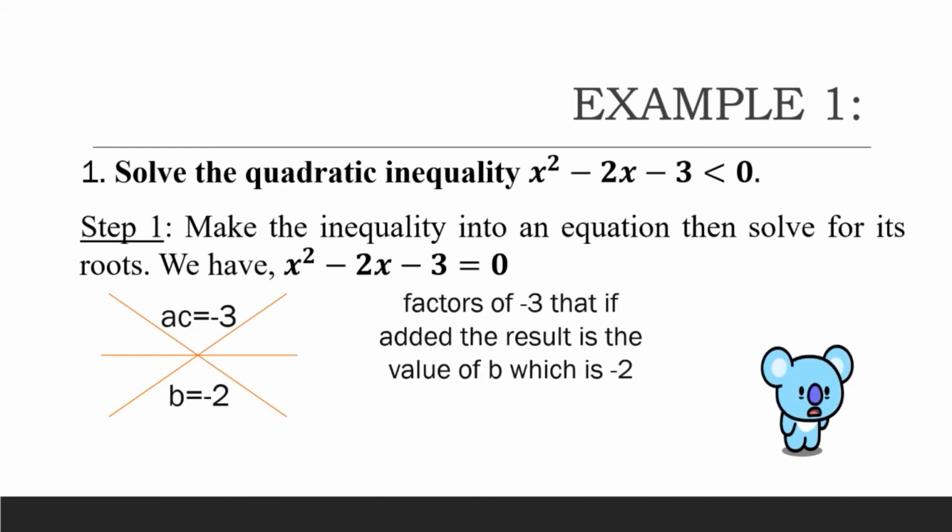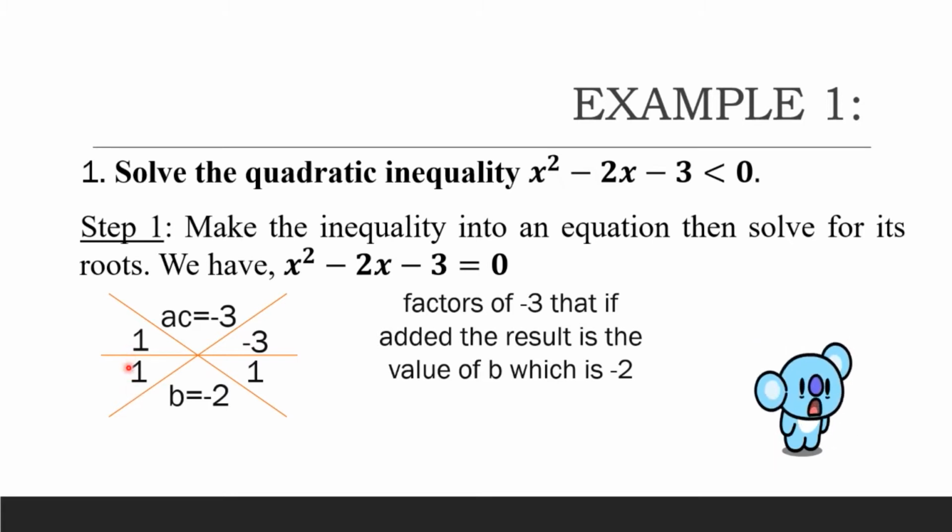The factors of negative 3 that if added is negative 2 are 1 and negative 3. Please take note, 1 times negative 3, the result is negative 3. And if we add those two, 1 plus negative 3, the result is negative 2. Next is for us to divide those factors by the value of our A, which is 1. Divide those factors, simplify, and then change the sign so that we can get the values of our roots.